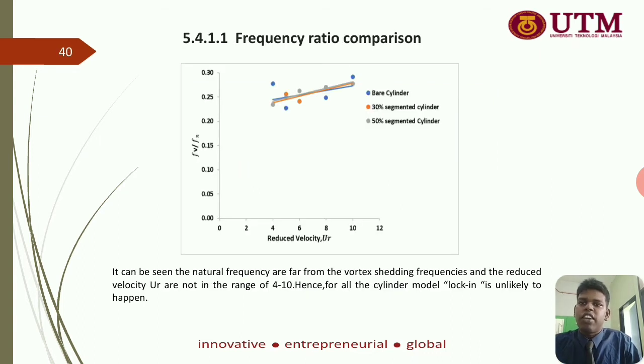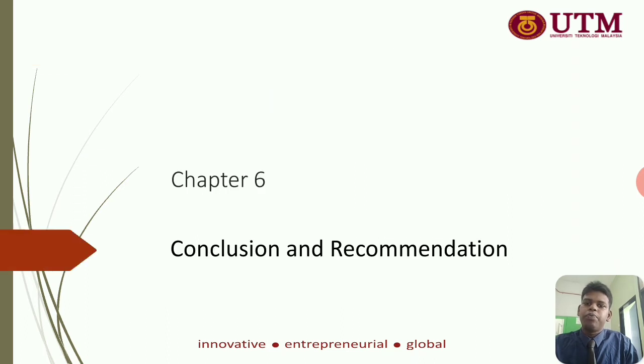Next is the frequency ratio comparison. From the ratio comparison, we can see that the natural frequency is far from the vortex shedding frequency, and the reduced velocity UR is not in the range of 4 to 10. Hence, for all cylinder models, lock-in is unlikely to happen because the value of the frequency ratio is 0.7. The value of the vortex shedding frequency is much lower than the natural frequency.